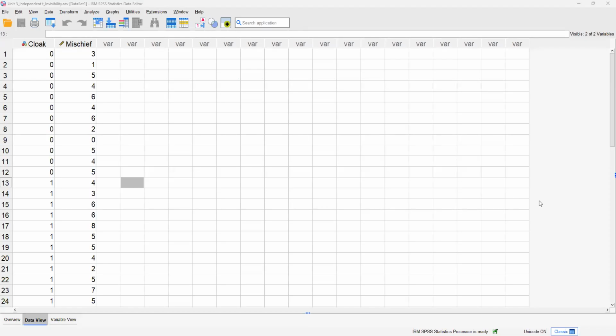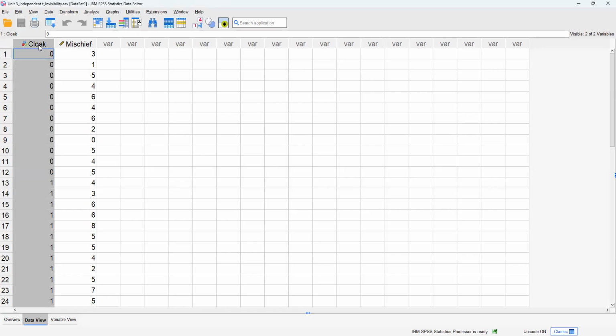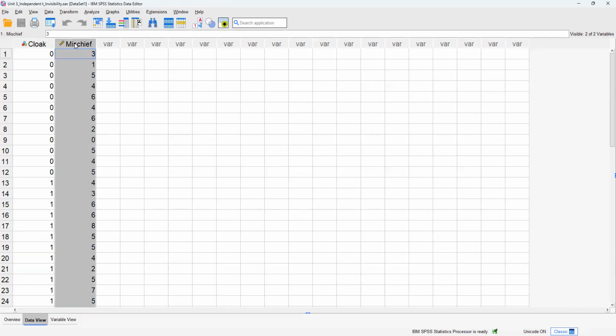Okay, we're ready for the independent sample t-test. We have a new data set composed of two variables, and this data set comes from a Harry Potter theme. We have a variable called cloak and a variable called mischief.